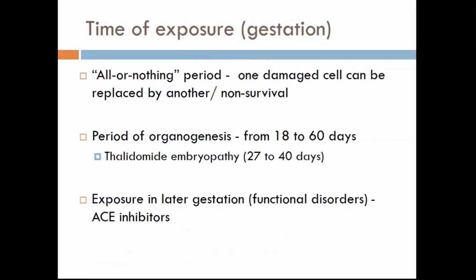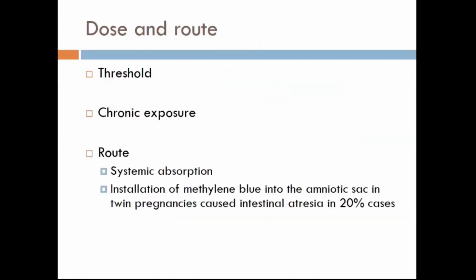The period of organogenesis is from 18 to 60 days. Thalidomide embryopathy is classically described when the woman is exposed between 27 to 40 days to thalidomide. Exposures later in gestation generally have functional effects and do not affect organogenesis, like ACE inhibitors, which can affect kidney function. There is some threshold dose for valproate. I will tell you, there are some drugs for which we know, and some drugs we do not know.